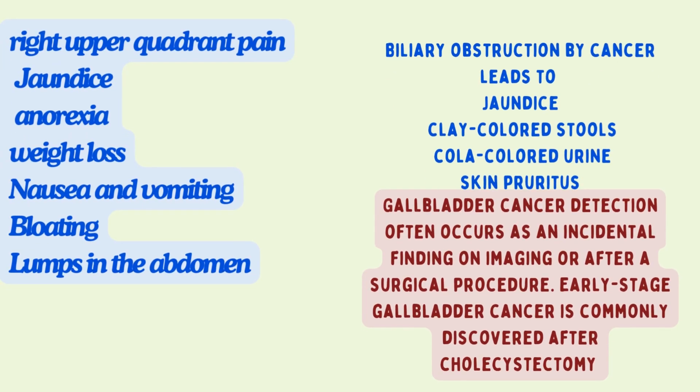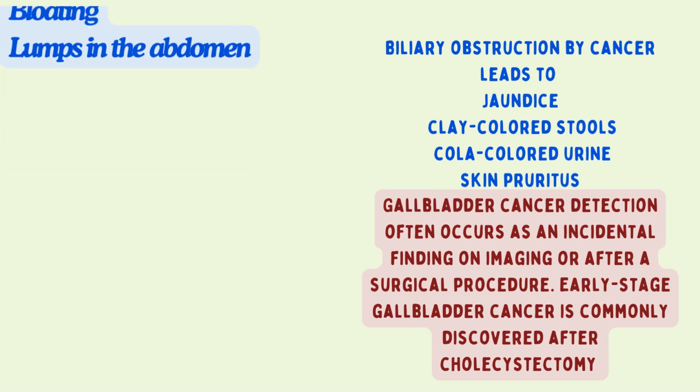How will the patient present to you with CA gallbladder? He or she will present with right upper quadrant pain, jaundice, anorexia, weight loss, nausea and vomiting, bloating, and a lump in the abdomen. But if the patient has a biliary obstruction, it will lead to jaundice, clay colored stools, cola colored urine, and skin pruritus. Gallbladder cancer detection often occurs as an incidental finding on imaging or after a surgical procedure. Early stage gallbladder cancer is commonly discovered after cholecystectomy.